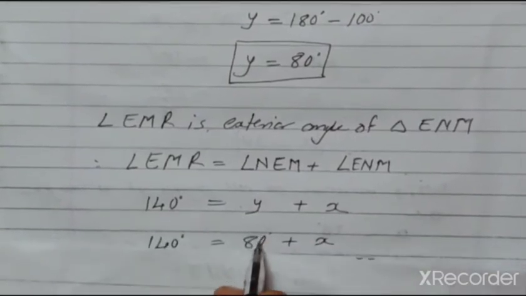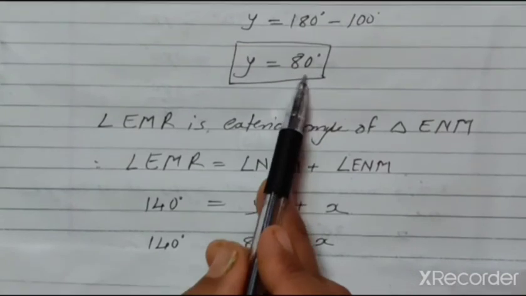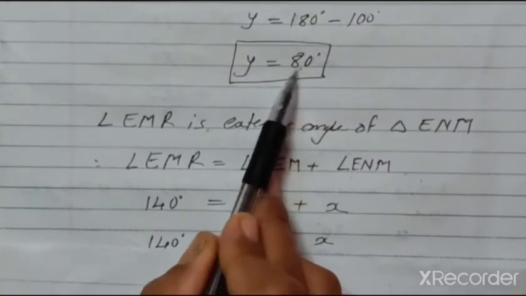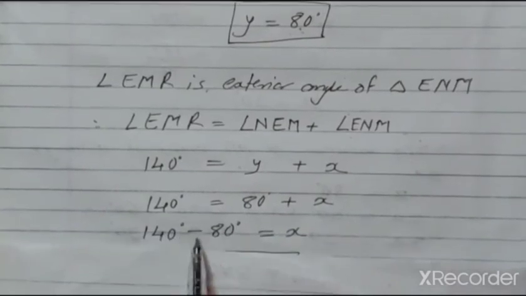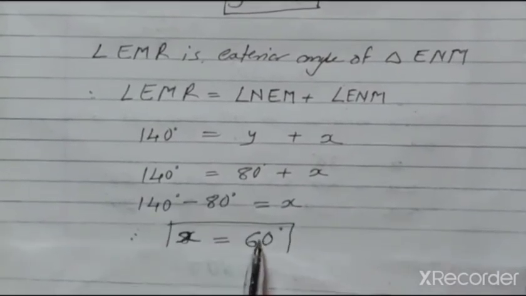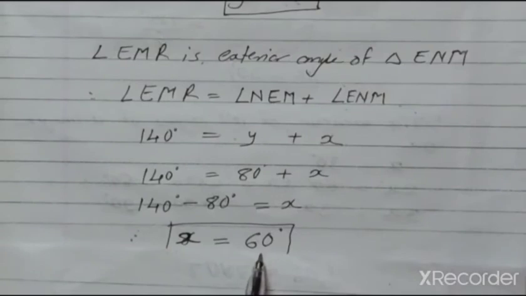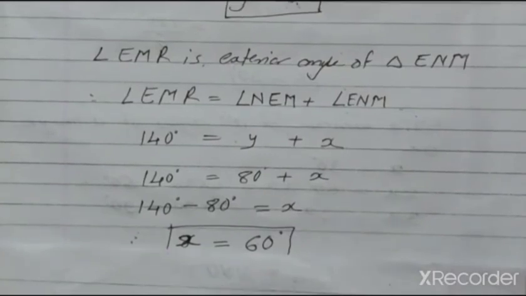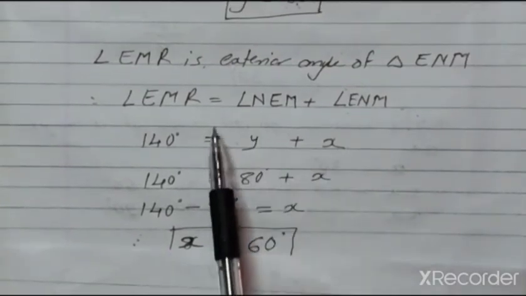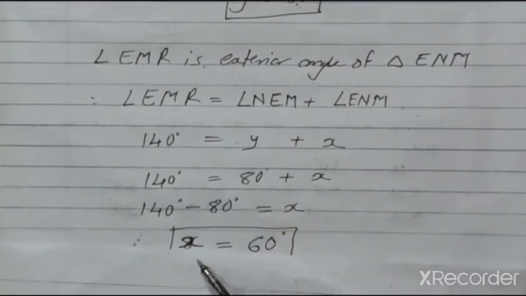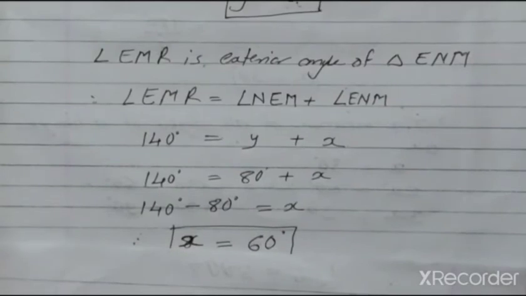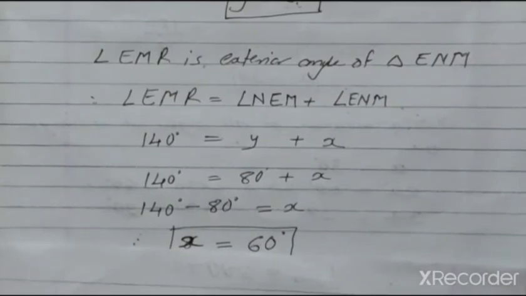Now substitute the value of y. Here we find that the measure of y is 80 degrees. Take this 80 to the other hand side, it will become minus, and by subtraction we get x degrees. So this is the answer for x. By using this remote interior angle theorem, you can find the same answer by using the sum of the measures of all angles of a triangle is 180 degrees.